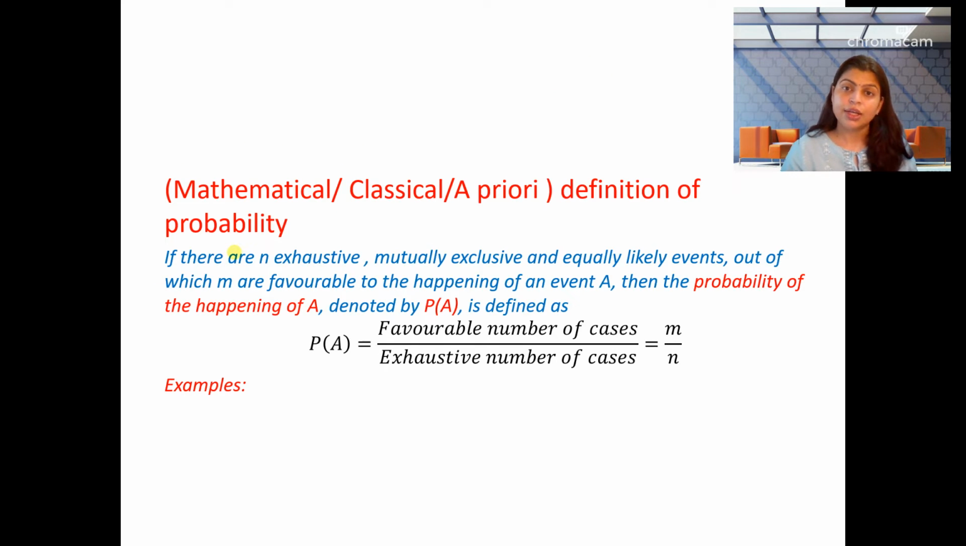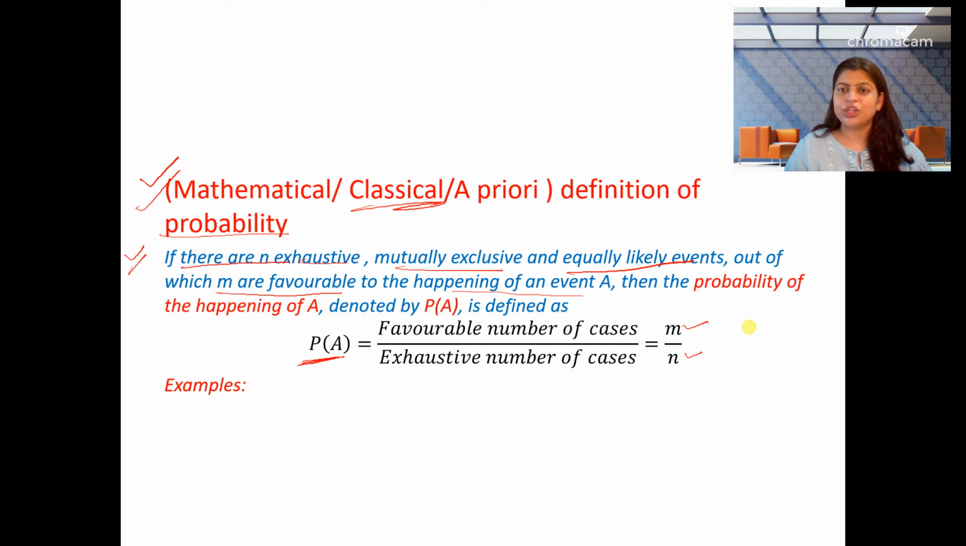Now let me give you the definition of probability. This is the basic mathematical or classical or a priori definition of probability. It says, if there are n exhaustive, mutually exclusive and equally likely events, out of which m are favorable to the happening of an event A, then the probability of happening of event A is defined as P(A) equals m upon n. What is m? m is the favorable cases and n is the total cases, that means the exhaustive number of cases.